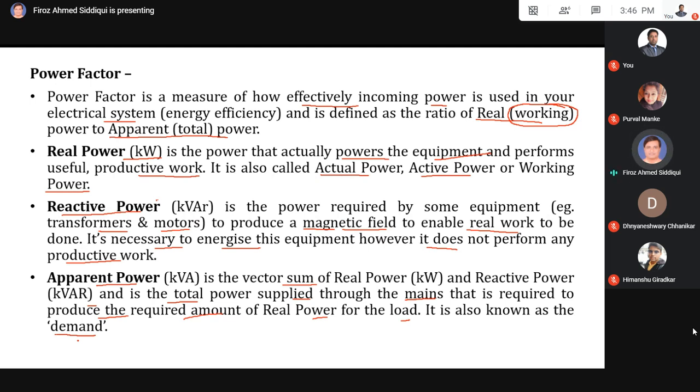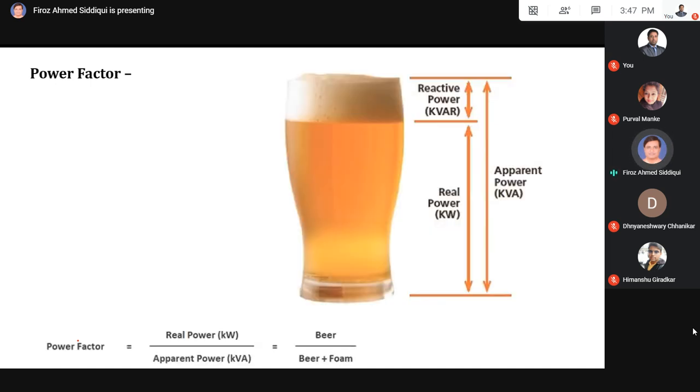जितना पावर आपका इलेक्ट्रिकल सिस्टम प्रोडक्टिव वर्क के लिए यूज कर रहा है, that is the real power. और रिएक्टिव पावर is that power which is actually responsible for the productive work, but this power is not directly used by the electrical system for the productive work. So इसको और अच्छे से आप समझ सकते हैं by this beer analogy.